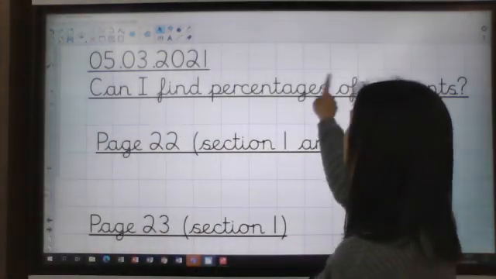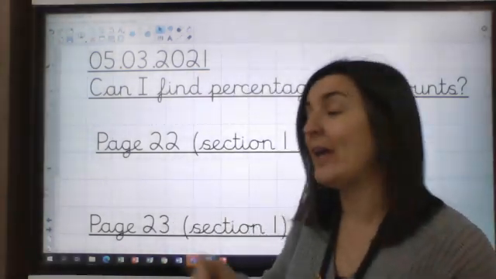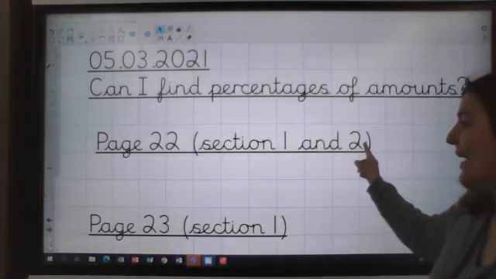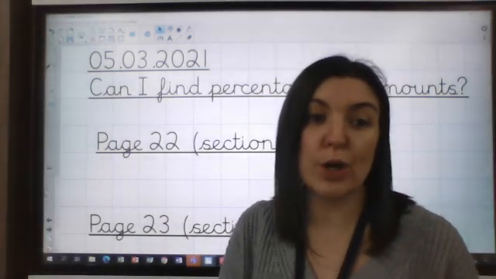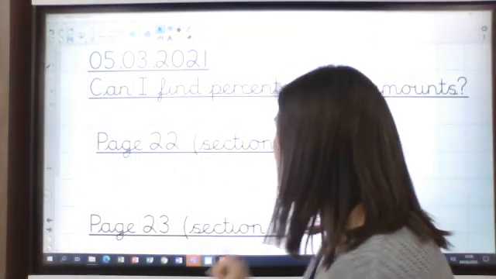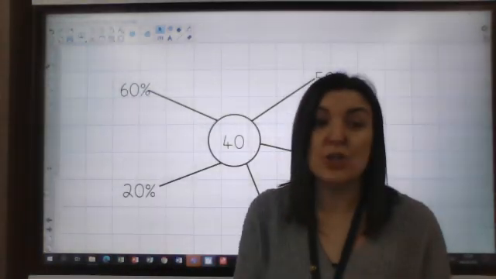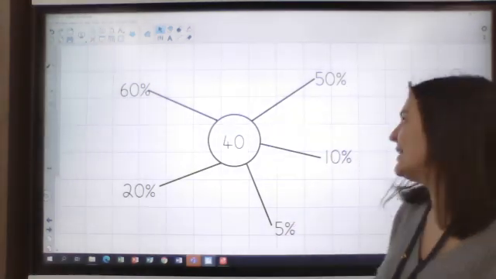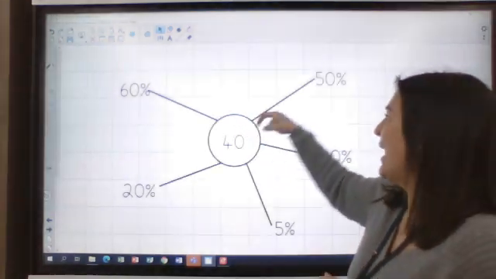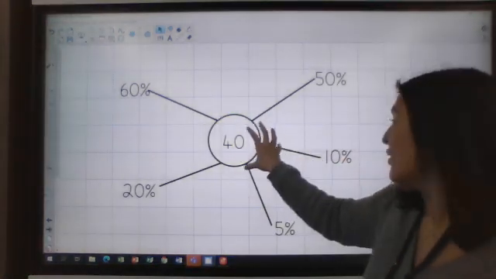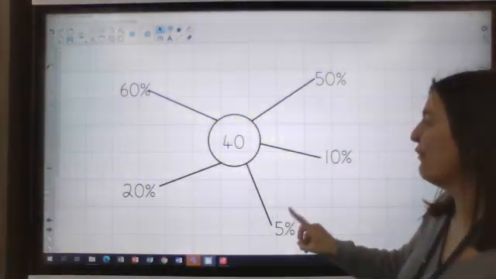You are finding percentages of an amount today, and in the Year 6 workbook, it's page 22, section 1 and 2, and page 23, section 1. Those are the sections of the workbook that I would like you to do today. To show you how to do that, I'm going to do these little percentage spiders. It's not quite a spider because it's not got 8 legs, but it's the body and then some legs off. My number is 40, and I'm going to find all these percentages of 40.